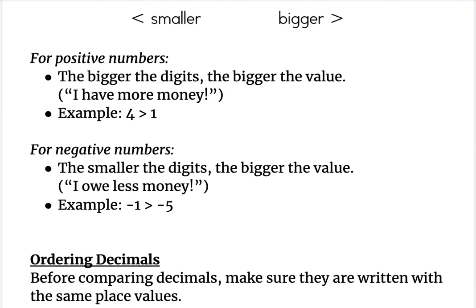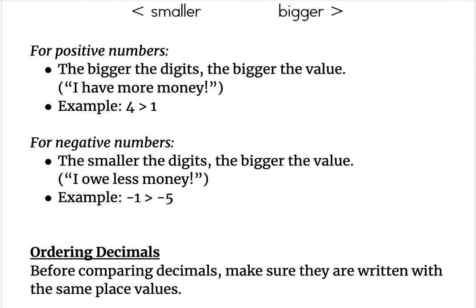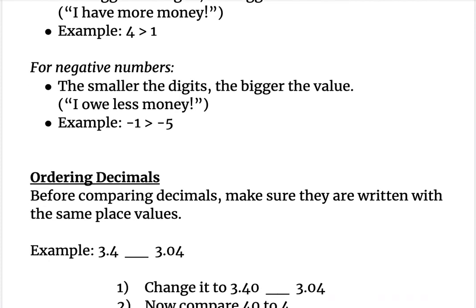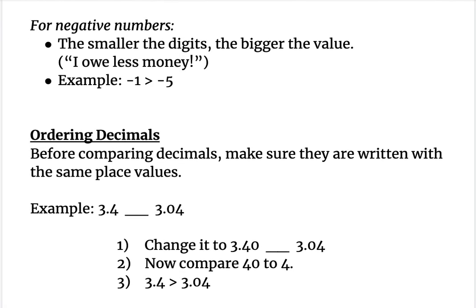Okay, now with ordering decimals, it gets a little trickier too. Decimals can be written with different place values. For example, 3.4, 3 and 4 tenths, compared to 3.04, 3 and 4 hundredths. They have different place values. So before comparing decimals, you have to make sure that they're written with the same place values.